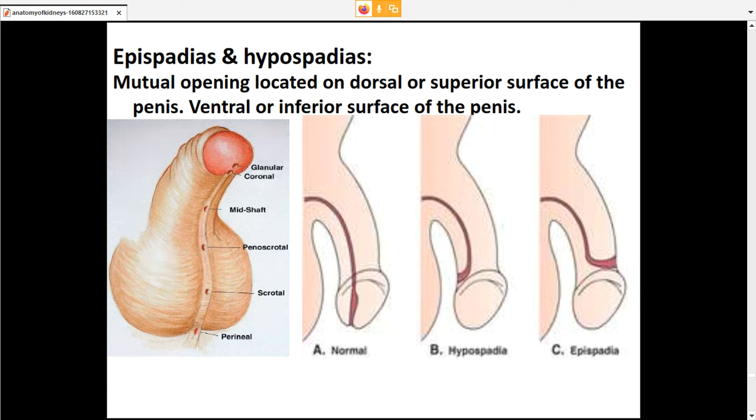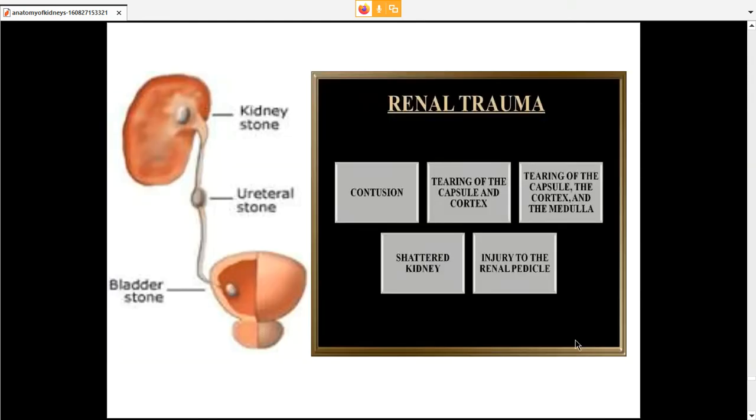Epispadias or hypospadias. The external urethral orifice sometimes opens into the perineum region, sometimes into the scrotal sac, sometimes between the penis and the scrotum, and sometimes into the middle part of the penile urethra. Actually it has to open at the glans penis, but sometimes, due to genetic abnormalities, it may open into any other part. So this is normal, this is hypospadias, and this is epispadias.